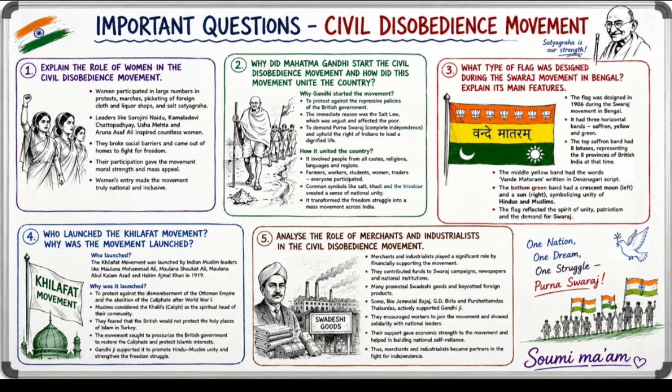Now, one of the major questions is how the civil disobedience movement was different from the non-cooperation movement. We have to support our statements with some examples. We all know that the civil disobedience movement was different from non-cooperation. The main differences between the two movements are: the civil disobedience movement was launched in 1930 and the non-cooperation movement was launched in 1921.